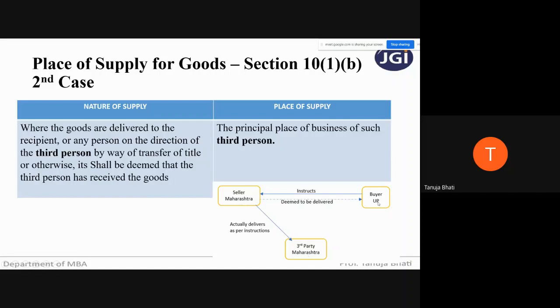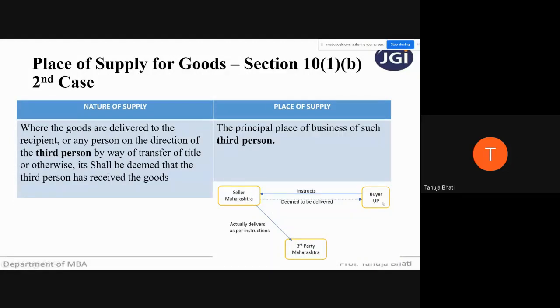There is a buyer, there is a seller, but the UP buyer is telling, don't give the goods to me. I am buying the goods, but please deliver the goods to a party in Maharashtra. Actual delivery is happening in Maharashtra, but this UP buyer is instructing, on my behalf, please send the goods to this person in Maharashtra.